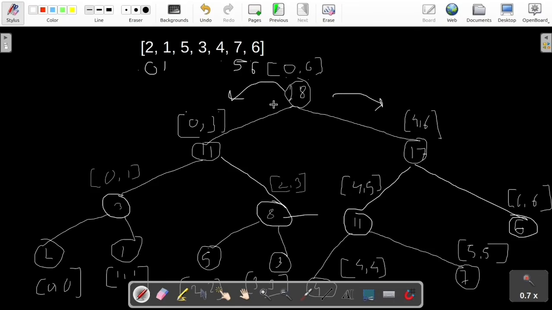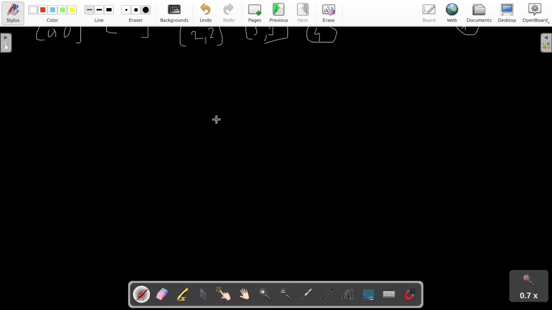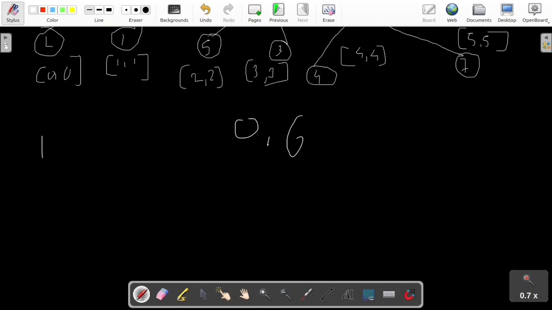Okay. Let's take another query. Earlier we took 2 to 5. Let's take 1 to 6. And again, let's do the same procedure. Start from the root node 0, comma 6. And we have 1, comma 6. Now check how these ranges are overlapping.